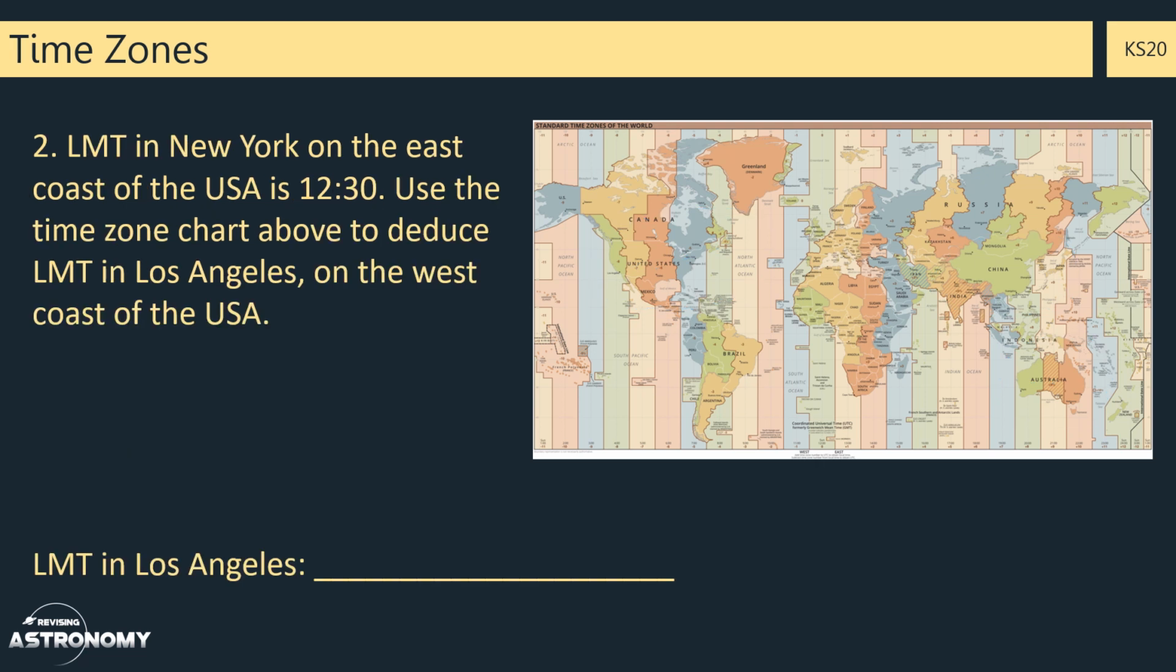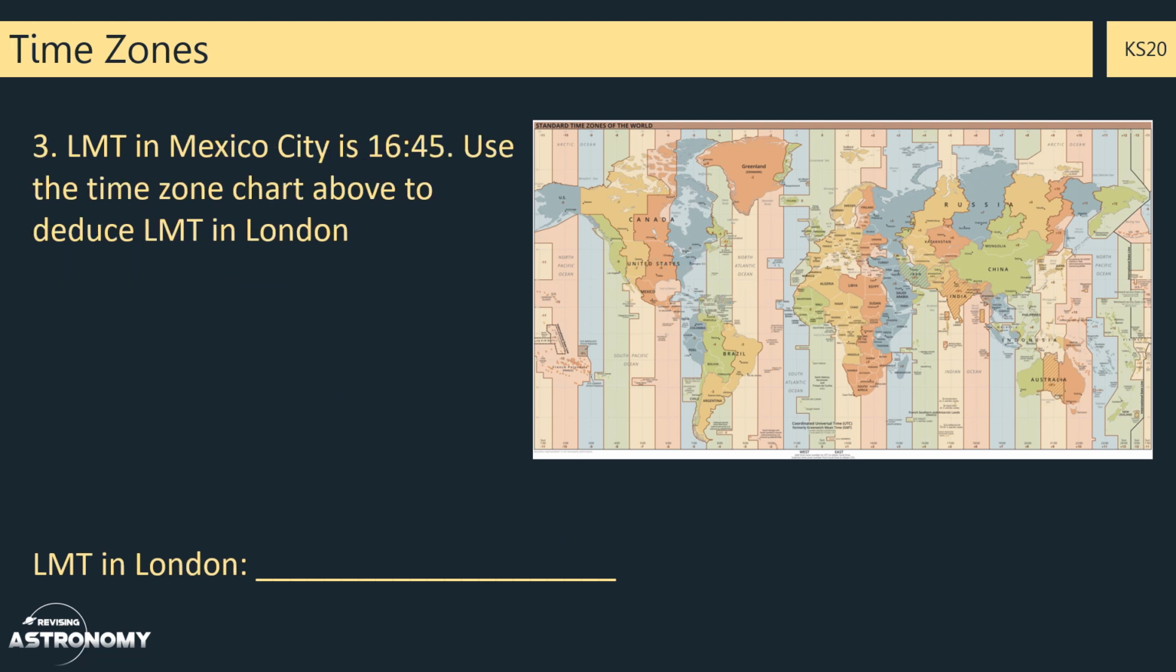So the local mean time in New York, which is over here on the east coast of the USA, is 12:30. Use the time zone chart above to determine the local mean time in Los Angeles, which is on the west coast and is over here. So if it's 12:30 in New York, we can see that LA is 1, 2, 3 time zones earlier because it's further to the west than New York. So we would just do 12:30 minus 3 hours, which would mean that the local mean time in Los Angeles would be 9:30 in the morning.